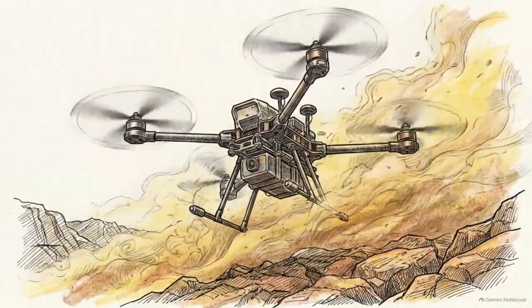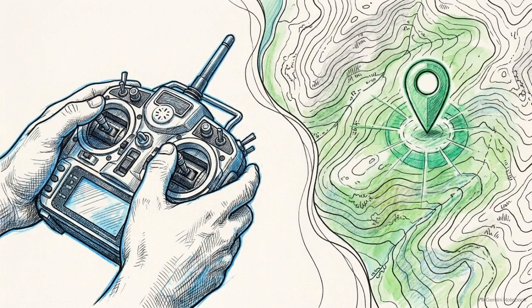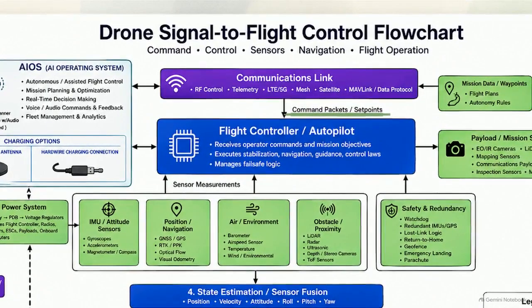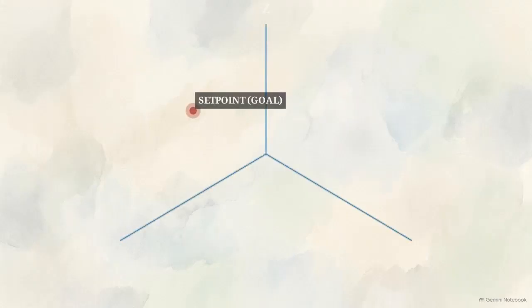intent. Every action begins as an intent, whether it's a pilot pushing a joystick on the ground or an onboard AI generating a new mission waypoint. On the signal flowchart, this intent enters the logic stream through the AIOS block or the communications link. From there, the command packet is routed directly down into the central processing unit, the flight controller. In control theory, this incoming command is the set point, the mathematical goal the drone has been instructed to achieve.